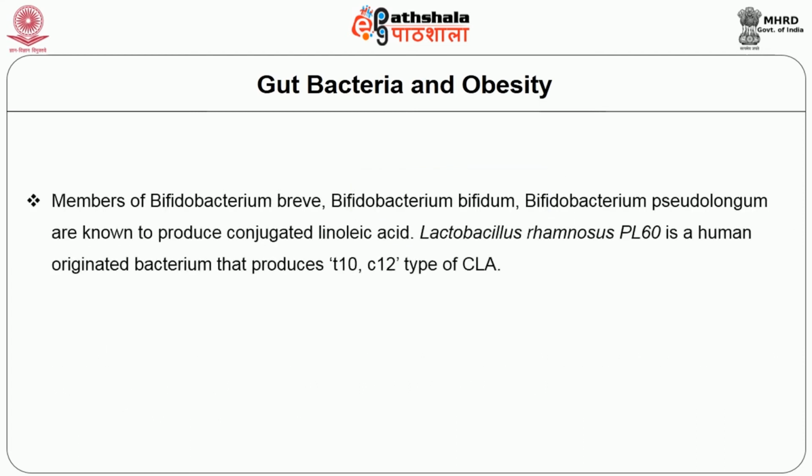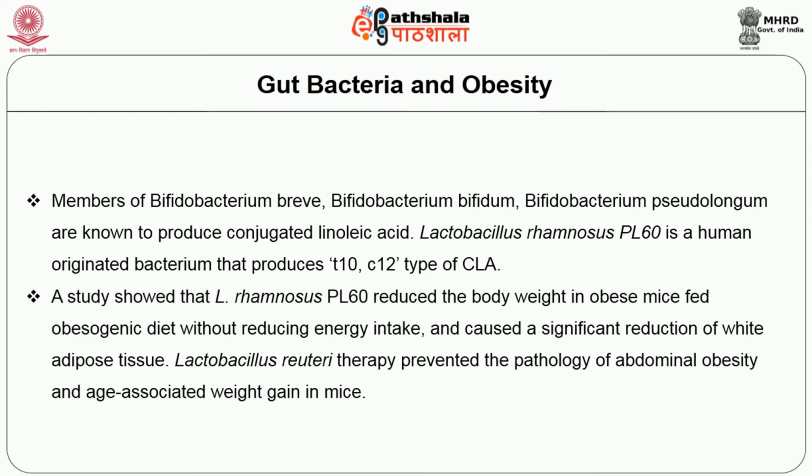Members of Bifidobacterium breve, Bifidobacterium bifidum, and Bifidobacterium pseudolongum are known to produce conjugated linolenic acid. Lactobacillus rhamnosus PL60 is a human-originated bacterium that produces the T10C12 type of conjugated linoleic acid. A study showed that L. rhamnosus PL60 reduced the body weight in obese mice fed an obesogenic diet without reducing energy intake, and caused a significant reduction of white adipose tissue.